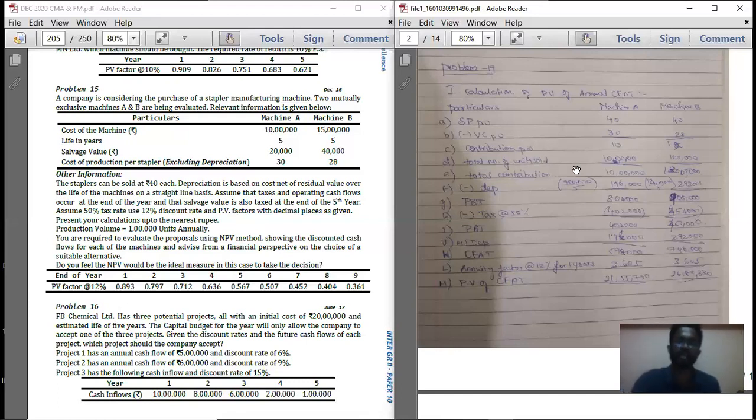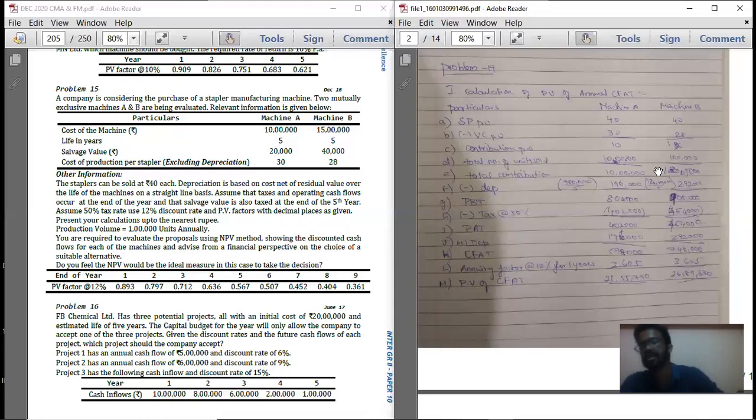Machine A 1 lakh, machine B also 1 lakh. Below that, small e, total contribution. Therefore, total contribution is within bracket C into D. So 10 into 1 lakh in respect of machine A, record 10 lakhs.